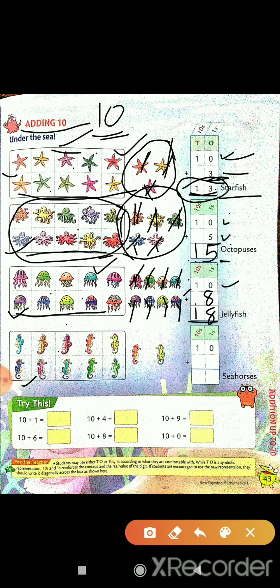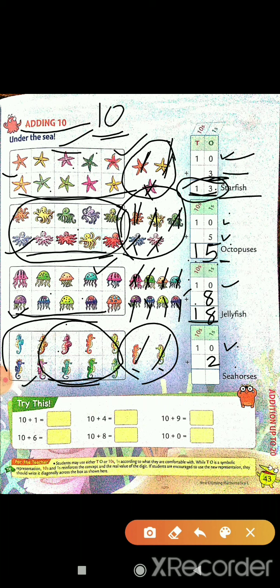Next, here in the box 10 seahorses are there. So 10 is already written. How many seahorses are there outside the box? 1 and 2. So you will write here 2. Now when we add 10 and 2 together, what is the answer? So for that we need to count them together. So 10 already counted. What comes after 10? 11 and 12. So you will write here 12. Got it, students?